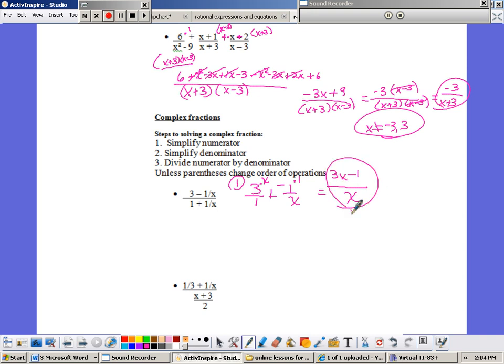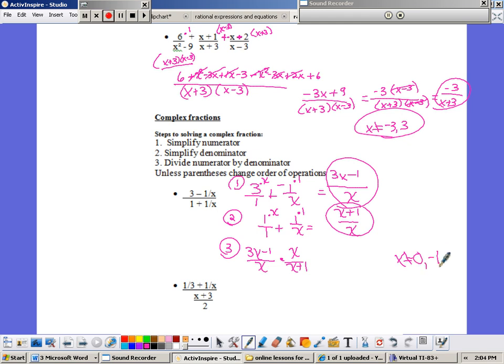Step 1 is finished. Step 2, combine the denominator. 1 over 1 plus 1 over x. Common denominator, x. This picks up an x, this picks up nothing or 1, so I have x plus 1. Step 3, take step 1, which is the numerator, and divide it by the denominator, which means I'm going to flip it and multiply. So x cannot be 0, x cannot be negative 1. Cancel x and x, top and bottom. So 3x minus 1 over x plus 1 with these restrictions.